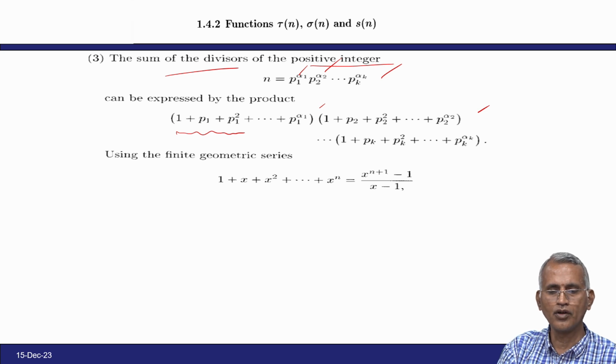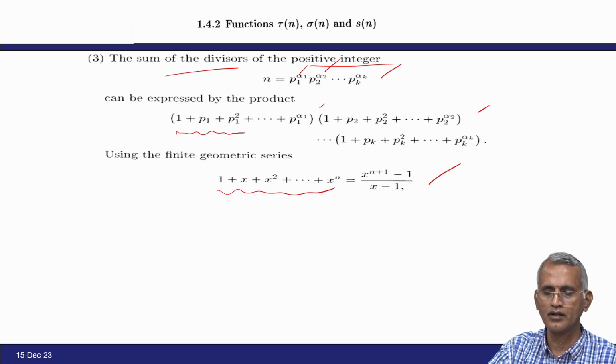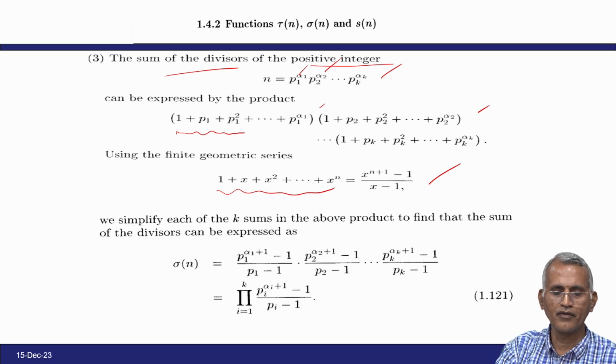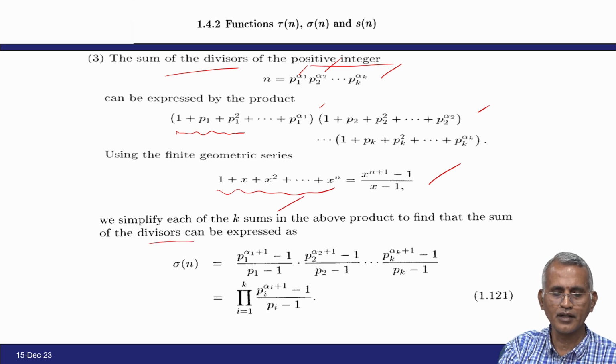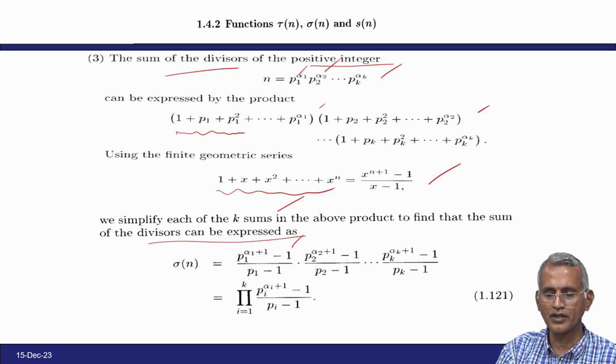So, using the finite geometric series, the sum of the terms 1 plus x plus x squared and so on up to x power n is (x power n plus 1 minus 1)/(x minus 1). Therefore, by simplifying the k sums, the sum of the divisors can be expressed as sigma of n equal to (p1 power alpha 1 plus 1 minus 1)/(p1 minus 1) into (p2 power alpha 2 plus 1 minus 1)/(p2 minus 1) and so on, (pk power alpha k plus 1 minus 1)/(pk minus 1).